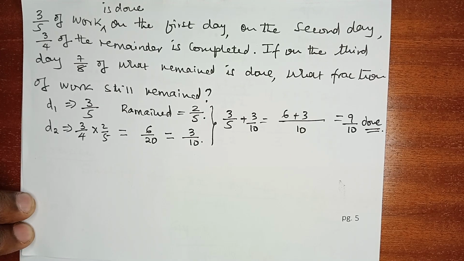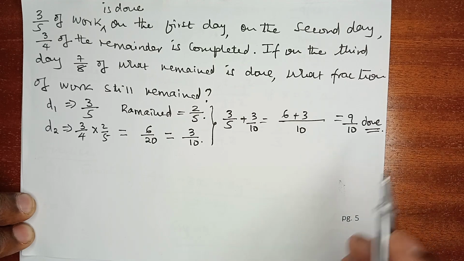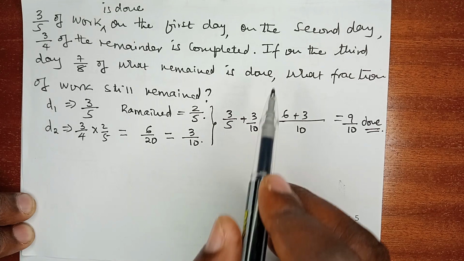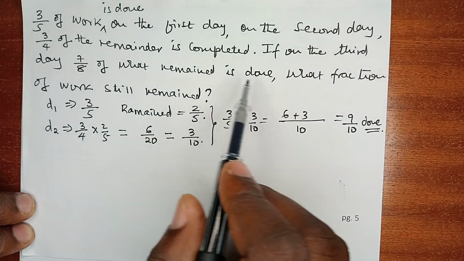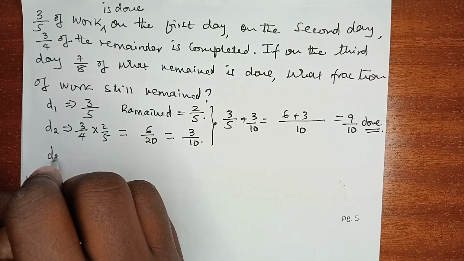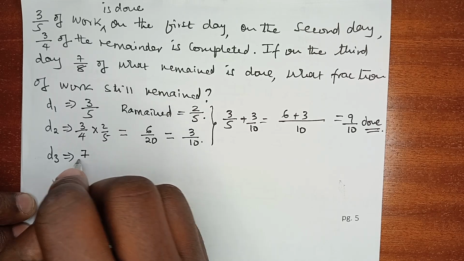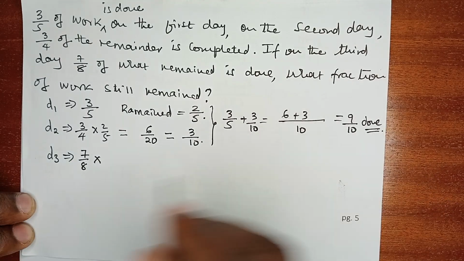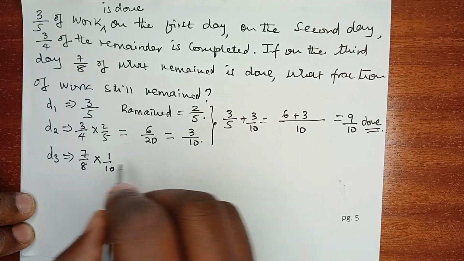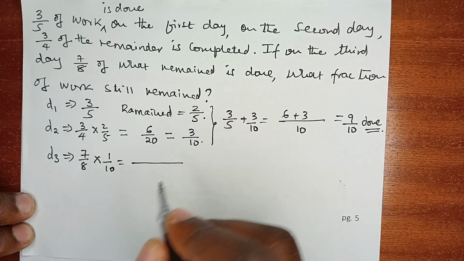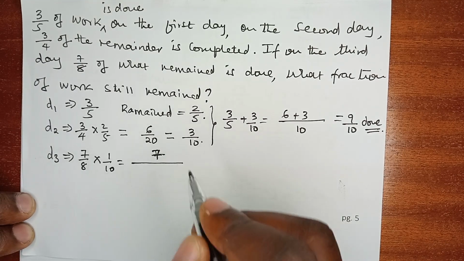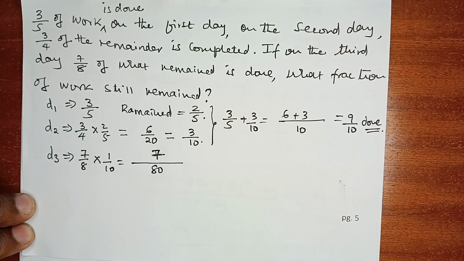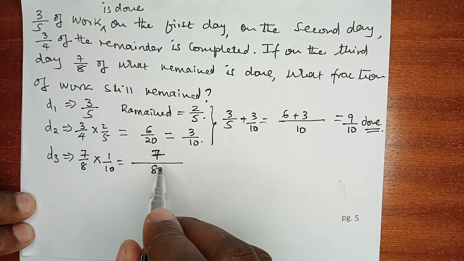What does that mean? It means 1 out of 10 of the work remained. And this is what we are being told: if on the third day, 7/8 of what remained is done. So we are coming to day 3, whereby we are having 7 out of 8 of what remained, which is 1 out of 10 now, is completed. And as you can see, this is simply 7 out of 80. Work done on day 3.